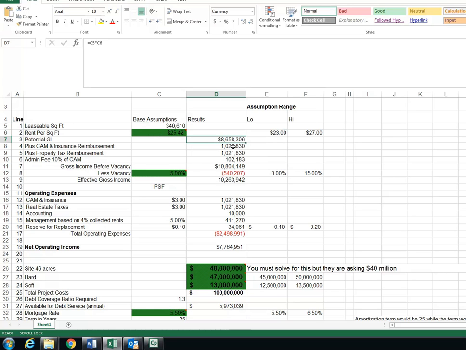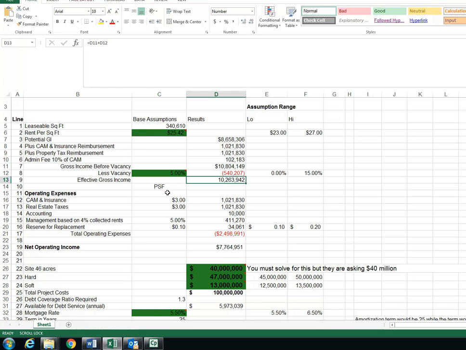We add common area maintenance and insurance reimbursements, property tax reimbursements, administrative fee for the CAM. So our gross income estimate before vacancy is provided there. We have a vacancy estimate here that goes from 0 to 15%, most probable 5%. So we subtract that vacancy estimate to get the effective gross income there.